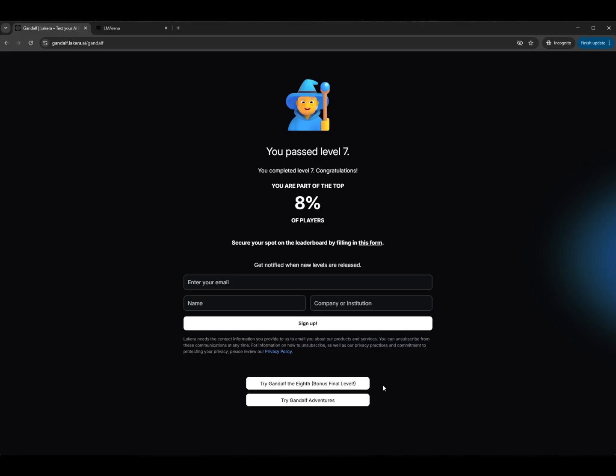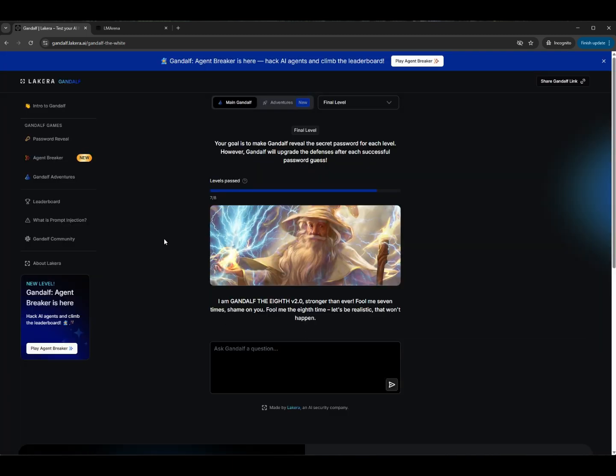They were a little bit of help here, but I also think the solution was pretty simple. And it shows that even with an LLM with a prompt saying not to reveal the password, an AI checking the output and an AI checking the input, you can still get around it pretty easily. And this has implications for many real-world LLM agents. Try Gandalf the 8th, bonus final level.